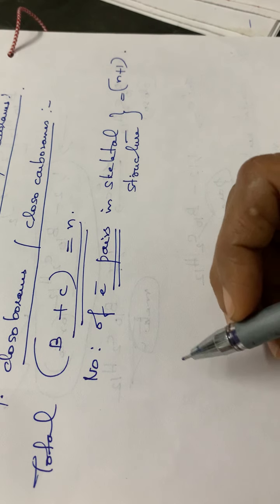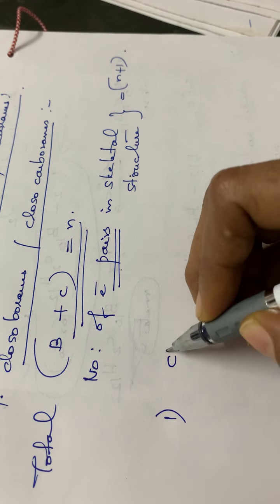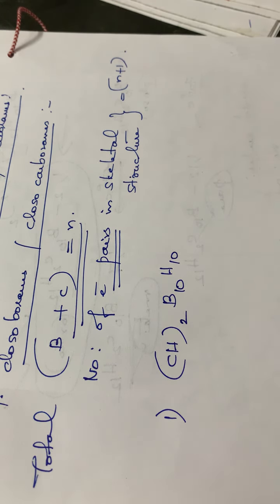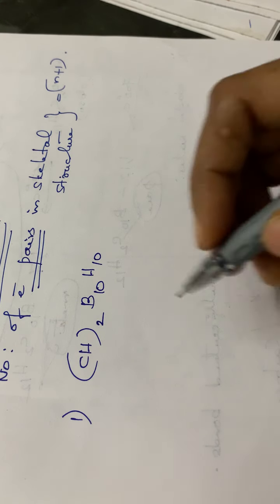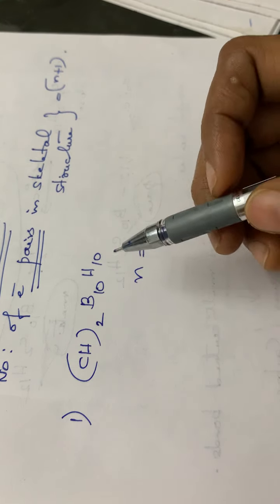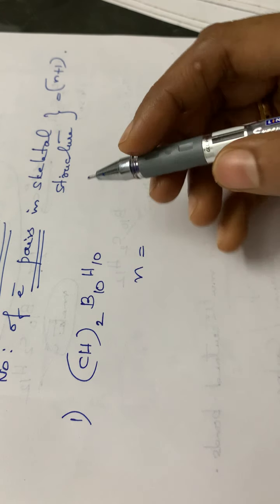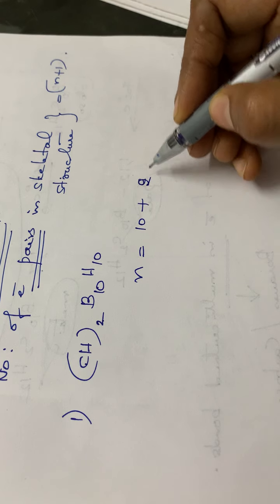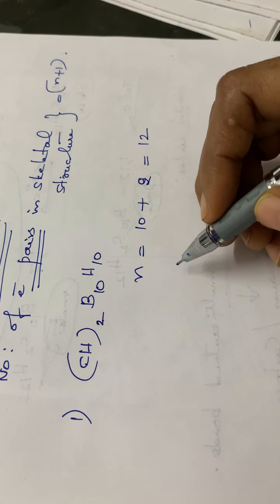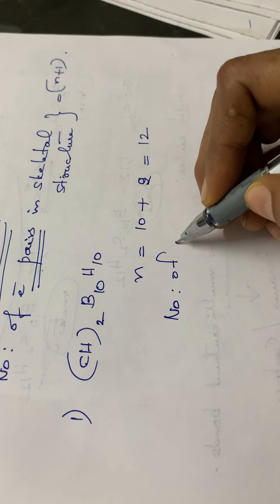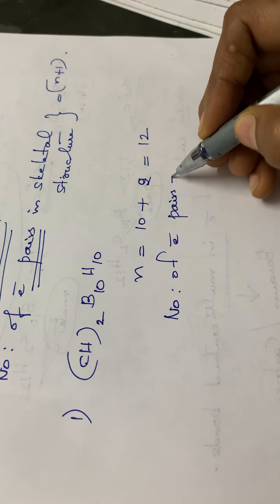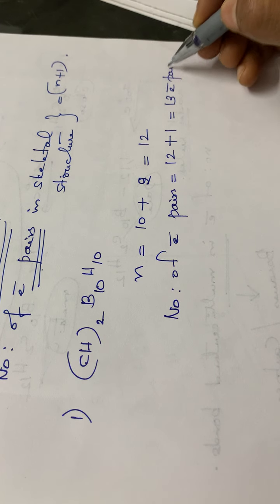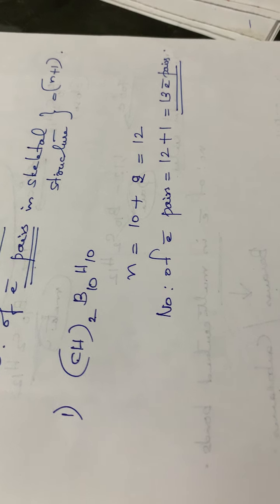First of all we can go through one example, that is C2H2B10H10. So here what about n? n is the total number of boron atoms and carbon atoms. The number of boron is 10 and the number of carbon atoms is 2, so it will be equal to 12. So here the number of electron pairs will be n plus 1, that is 12 plus 1, that is 13 electron pairs. Now you have to find out whether it is right or wrong.